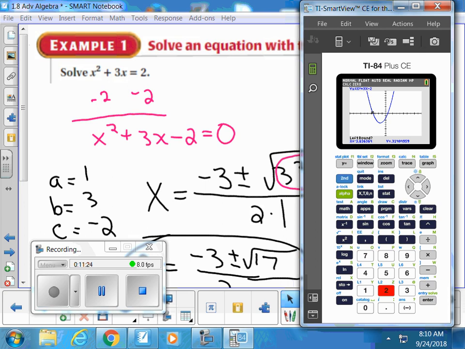I had my picture wrong on my board. Thank you. So yeah, 0 will work. I'm sorry, I drew my picture wrong. Okay, so 0 would be a great left bound. I like that idea. And then I click enter.